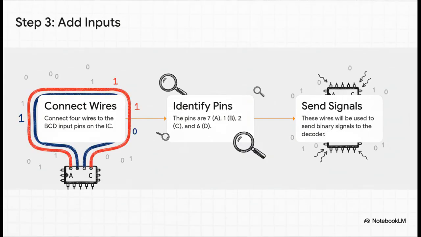Last but not least, we need a way to actually talk to the brain. So we connect 4 wires to those BCD input pins, A, B, C, and D. By connecting these wires to either power for a 1 or to ground for a 0, we can send any 4-bit number we want to our little decoder chip.